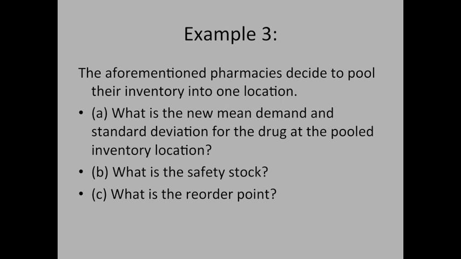Now, suppose we decide to pool all of these inventories into one location. What would be our new demand and standard deviation at the pooled location? What would be the safety stock? And what would be the reorder point?